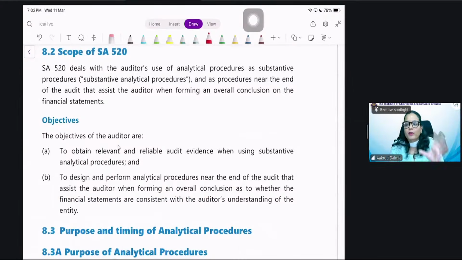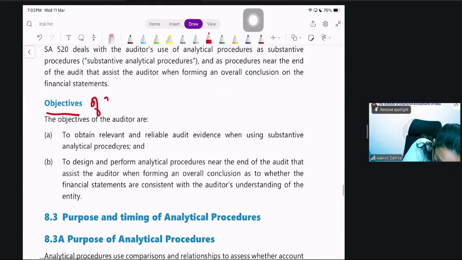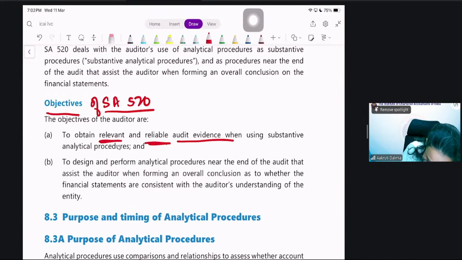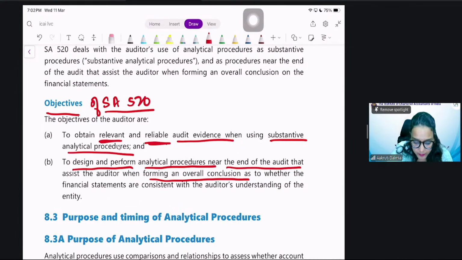Suppose in a question it is given, what is analytical procedure and what are the objectives of analytical procedure? So this point you will mention when it is asked in exam. So the objective of standard 520, properly write with name and number. Objective is to obtain relevant and reliable audit evidence when using substantive analytical procedure, and to design and perform analytical procedure near the end of audit to assist the auditor when forming an overall conclusion whether financial statements appear to be consistent with the auditor's understanding. Okay. Let's move on to the next.